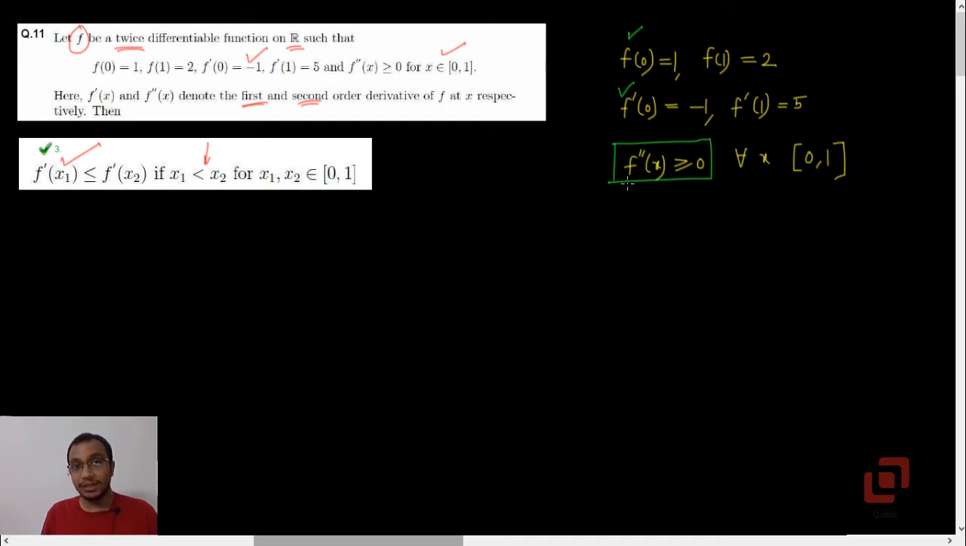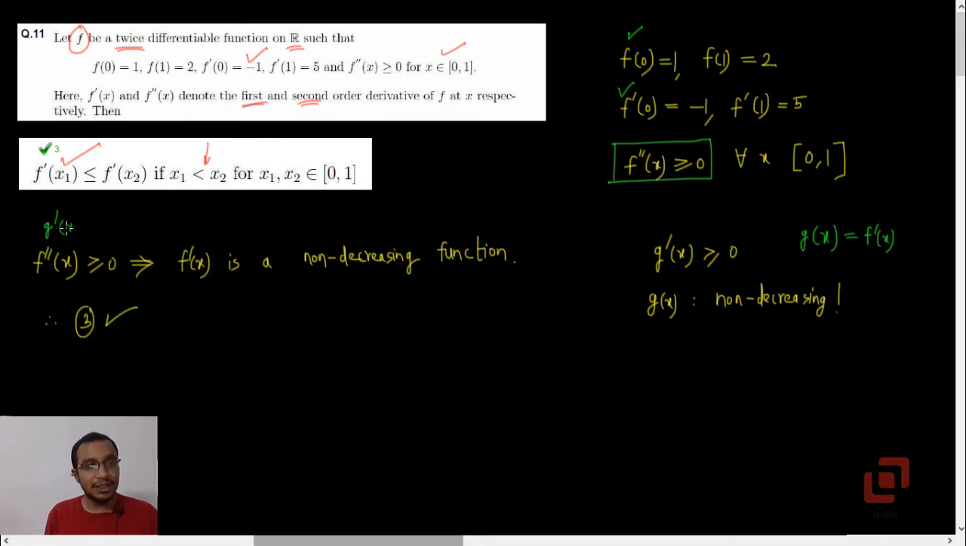What result do we know from calculus? We know that if g dash of x is greater than or equal to 0, then g of x is non-decreasing. This is the result that we know. Now apply it here, but just take g of x as f dash of x. So the derivative of f dash will become f double dash, or g dash. Whenever g dash of x is greater than or equal to 0, it means g of x is a non-decreasing function.